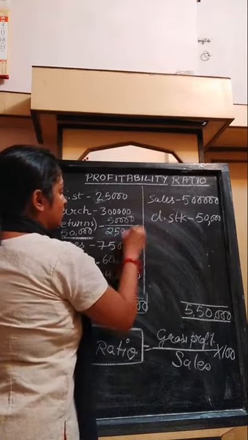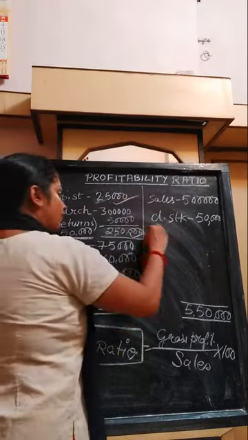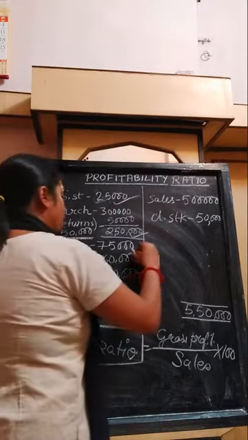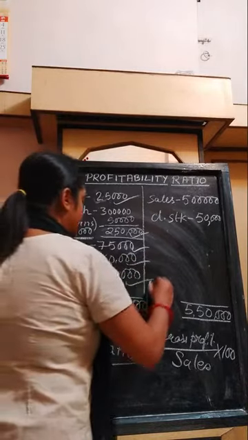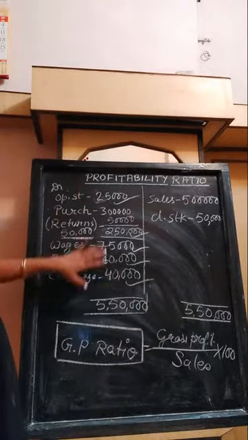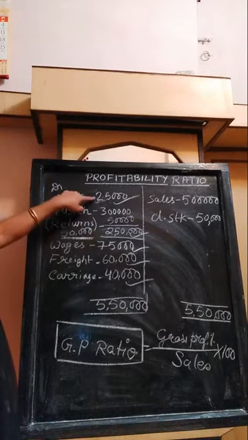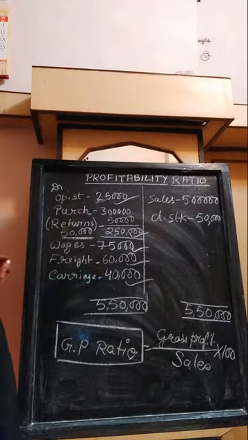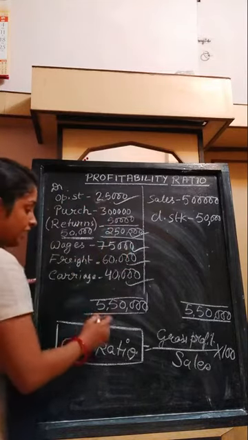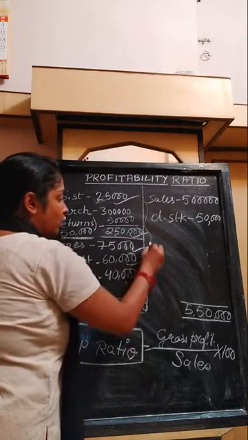2,50,000. So we will consider 25,000 opening stock, 2,50,000 purchase, 75,000 wages, 60,000 freight, and 40,000 carriage inward. These items we will add. So 2,50,000 and 75 and 25,000 makes 1 lakh and 1 lakh. So here we get 4,50,000 is the total. 4,50,000 we will deduct from 5,50,000.